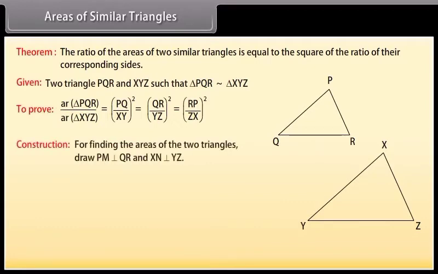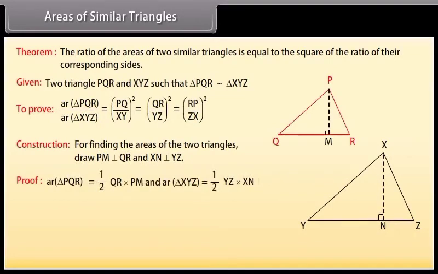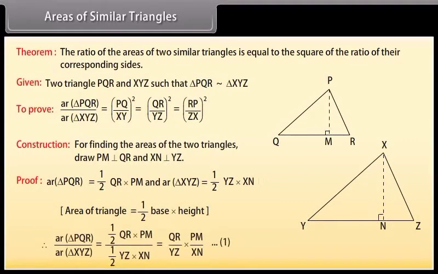Construction. For finding the areas of the two triangles, draw PM perpendicular to QR and XN perpendicular to YZ. Proof. Area of triangle PQR is equal to 1 by 2 QR into PM and area of triangle XYZ is equal to 1 by 2 YZ into XN. Area of triangle is equal to 1 by 2 into base into height. Therefore, area of triangle PQR upon area of triangle XYZ equals QR upon YZ into PM upon XN.